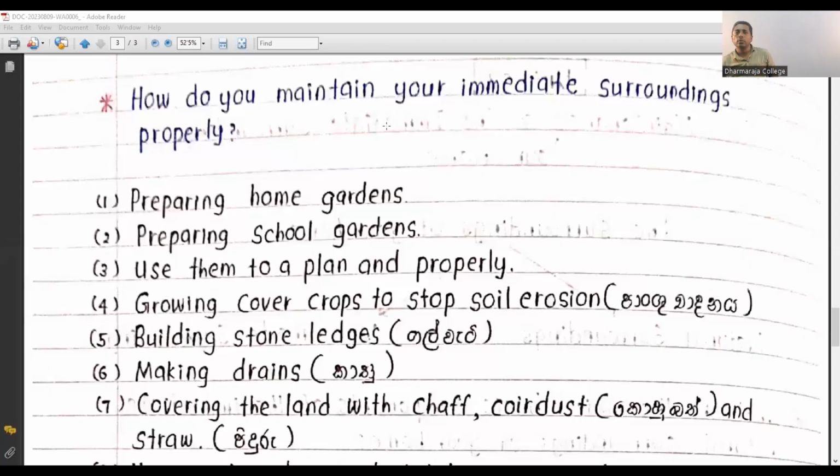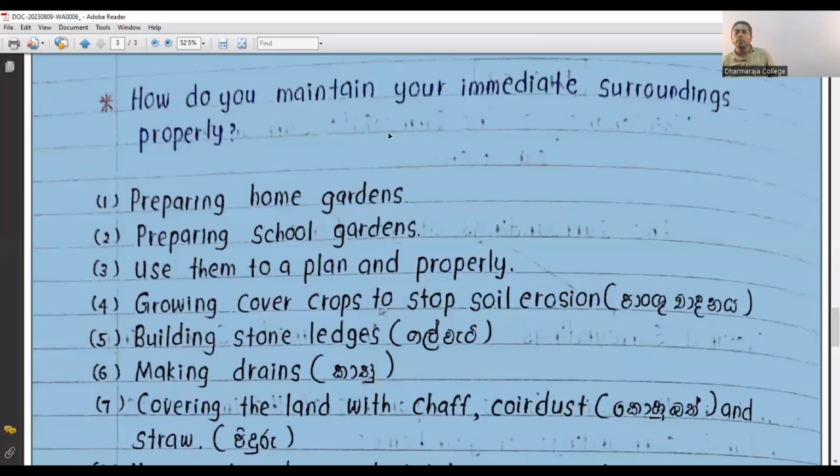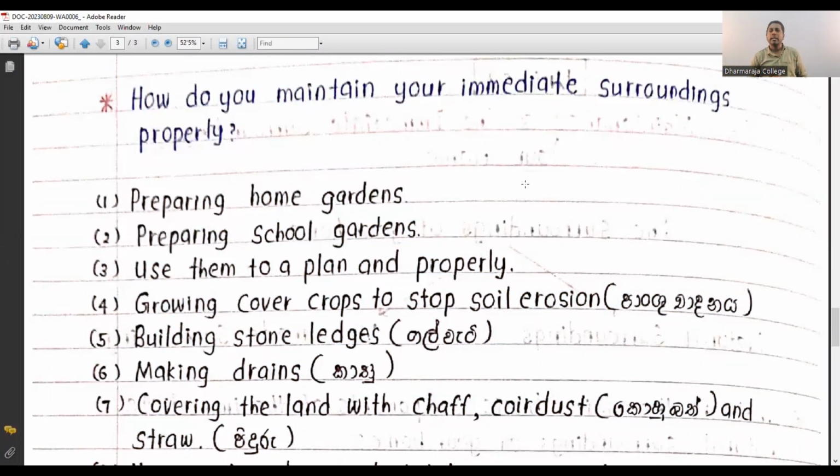How do you maintain your immediate surroundings properly? What should you do? You can prepare a home garden at your home. Then it is very clean. You can use kitchen waste and other garbage as manure, and you can build up some rock hedges to stop soil erosion. Anyway, preparing home gardens and school gardens are very good ideas.